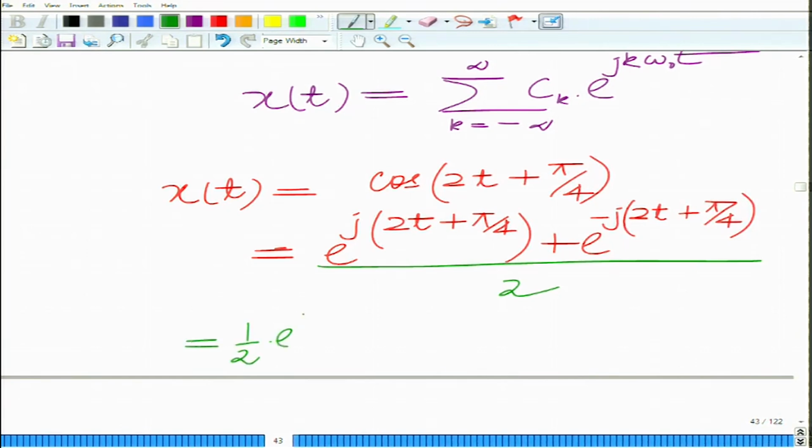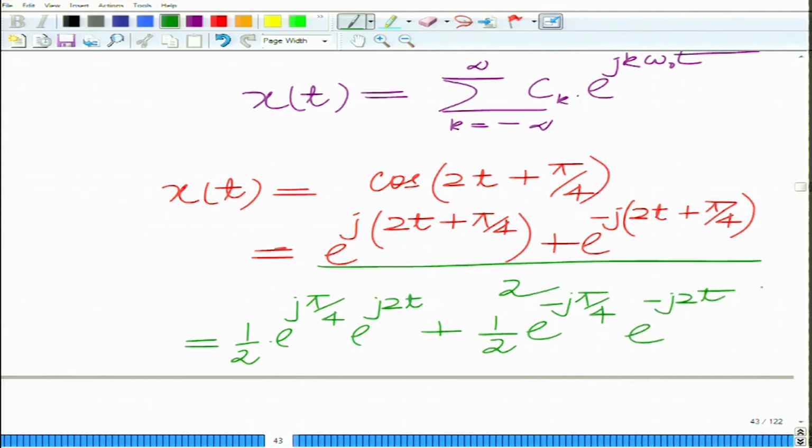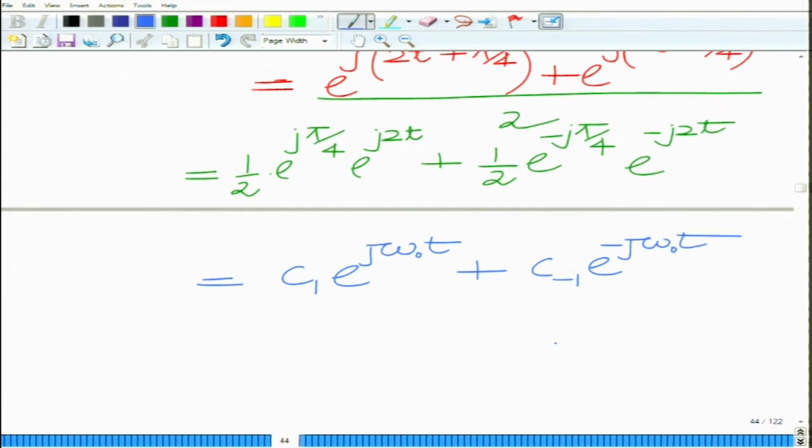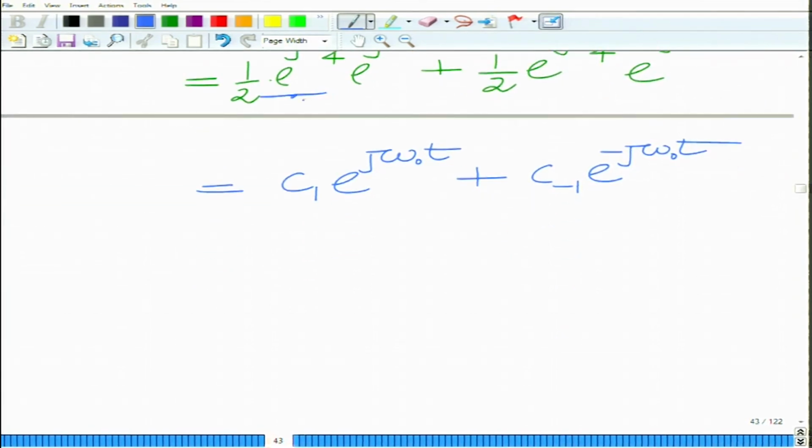which I can write as half e raised to j pi by 4 e raised to j 2 t plus half e raised to minus j pi by 4 e raised to minus j 2t, which is equal to C1 e raised to j omega naught t plus C minus 1 e raised to minus j omega naught t, where this coefficient is basically your C1.